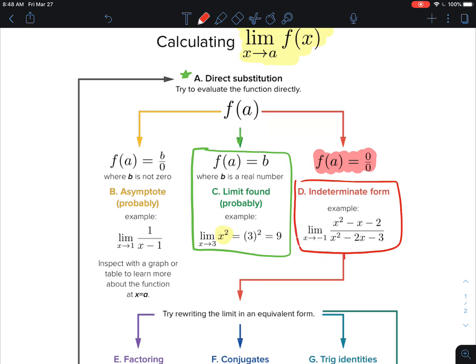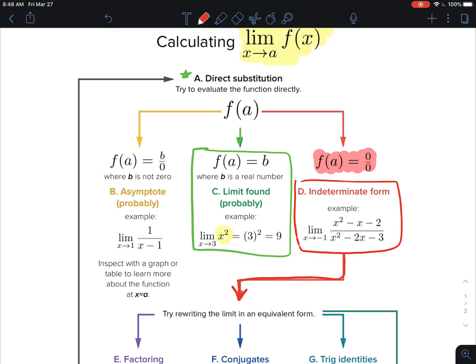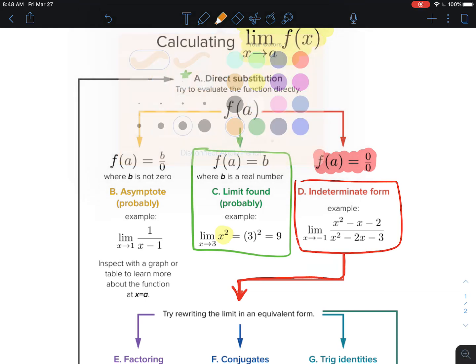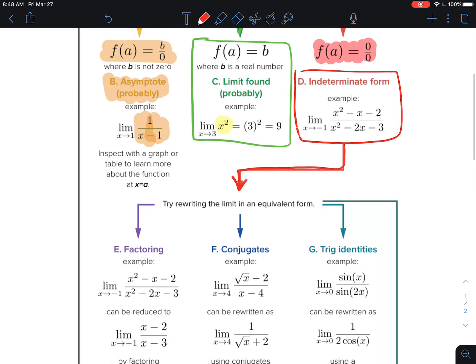Follow along this line. That's going to bring us to this huge group of ideas. Now, if you don't get indeterminate form, the other thing you're going to get is a number over 0. And a number over 0 leads us to assume an asymptote, especially if it looks like a rational function or a fraction. Then we kind of know what's going on at x equals whatever that number is, or a.